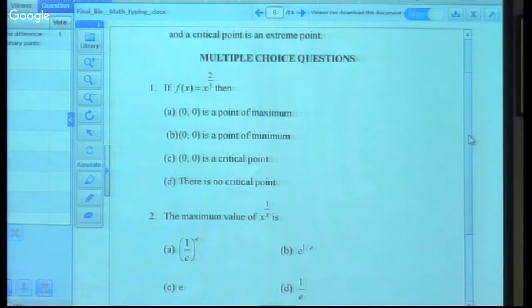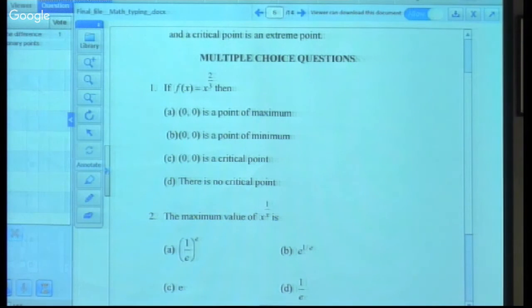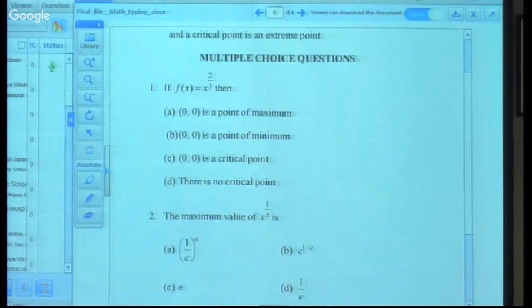f(x) is x raised to power 2 by 3. Right? Let us find the derivative. 2 by 3, x raised to power 2 by 3 minus 1.